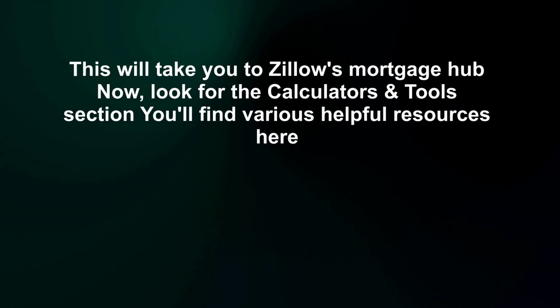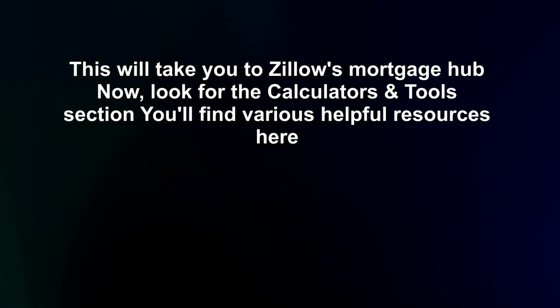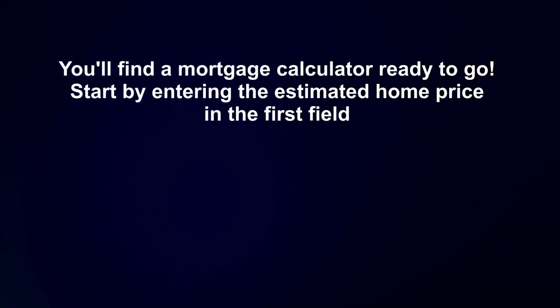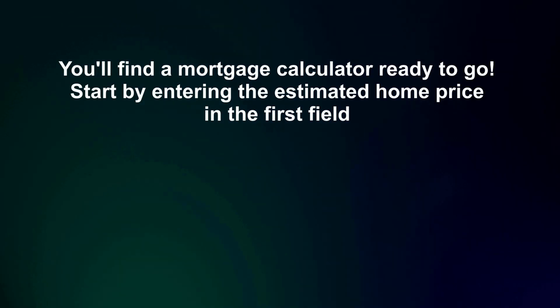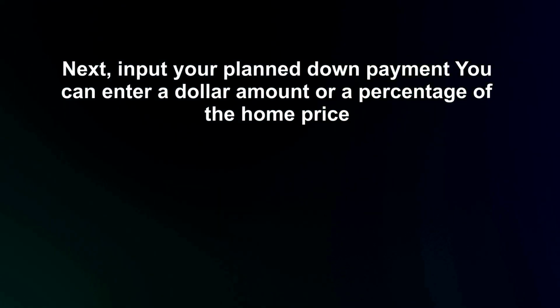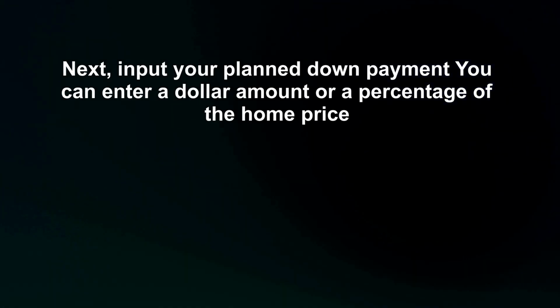Now, look for the Calculators and Tools section. You'll find various helpful resources here. You'll find a mortgage calculator ready to go. Start by entering the estimated home price in the first field. Next, input your planned down payment. You can enter a dollar amount or a percentage of the home price.